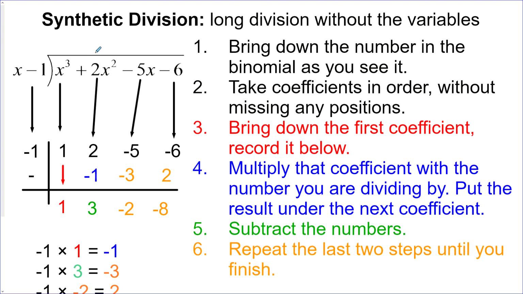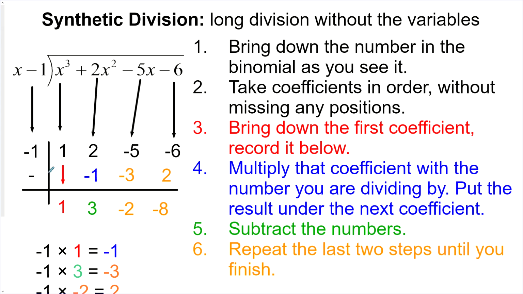Now the next part is, remember what was happening before. We would take this number that we found first, and we would multiply it by this -1. So that's what we're going to do in the next step. Multiply that coefficient with the number you are dividing by, and put the result under the next coefficient. So we take the -1 and multiply it by this 1, the answer that we found, and we get -1. Then we have 2 minus -1. That's like what we were doing before in long division, where we would end up subtracting these two. Then we get 3 here, and we repeat the process till we're done.